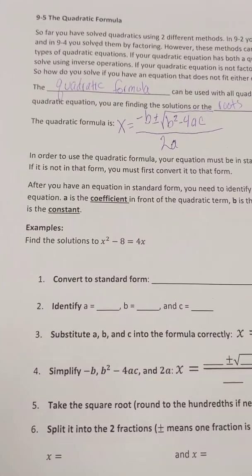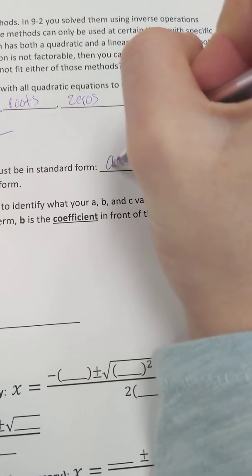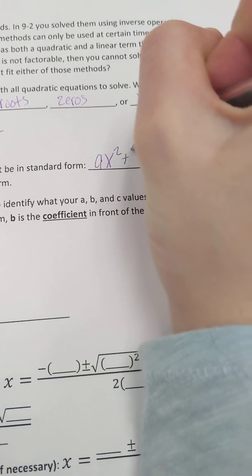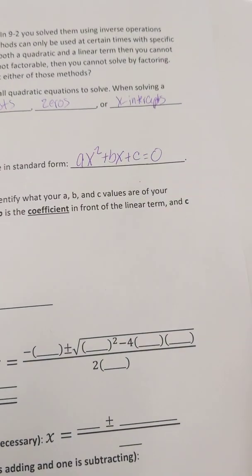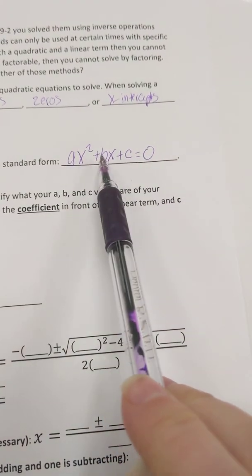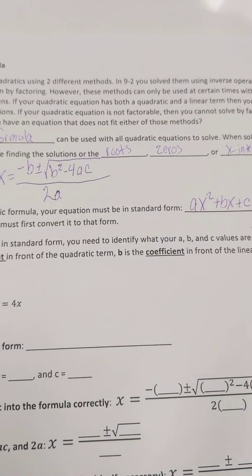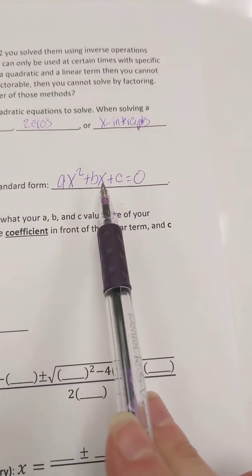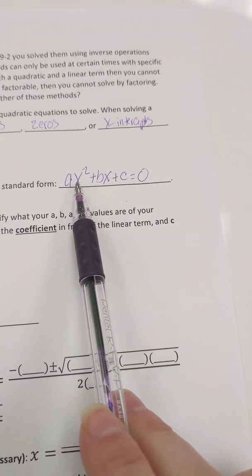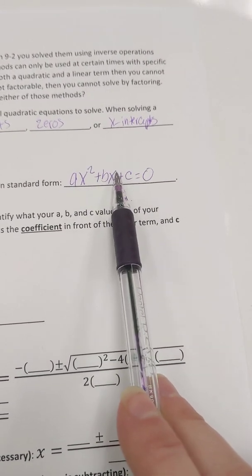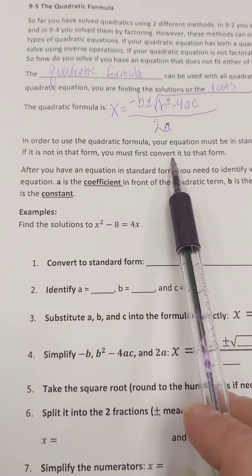In order to use the quadratic formula, your equation must be in standard form, which, if we need reminded, is ax squared plus bx plus c, and it's supposed to equal 0. Where a, b, and c are the numbers that are your a's, b's, and c's in your quadratic formula. The big thing is you have to have it equal 0, and then remember, from largest exponent to smallest down to the constant. If you are not already in this form, you must convert it to that form.